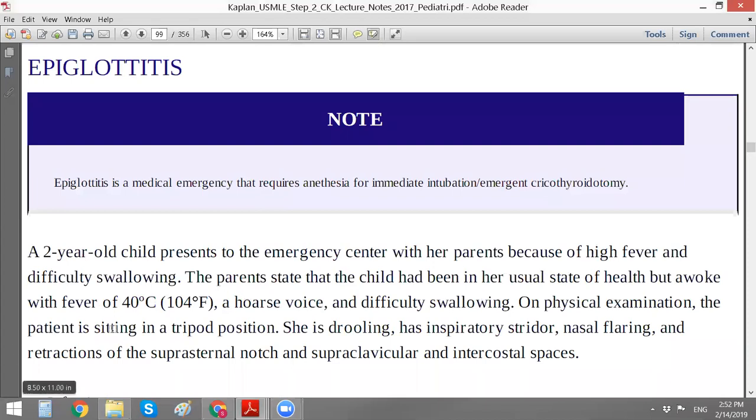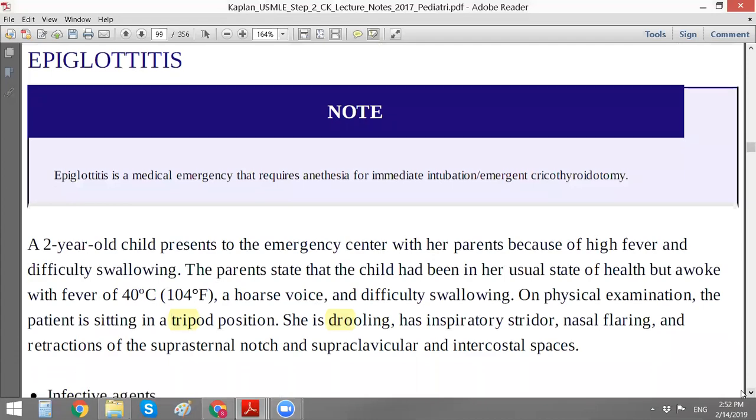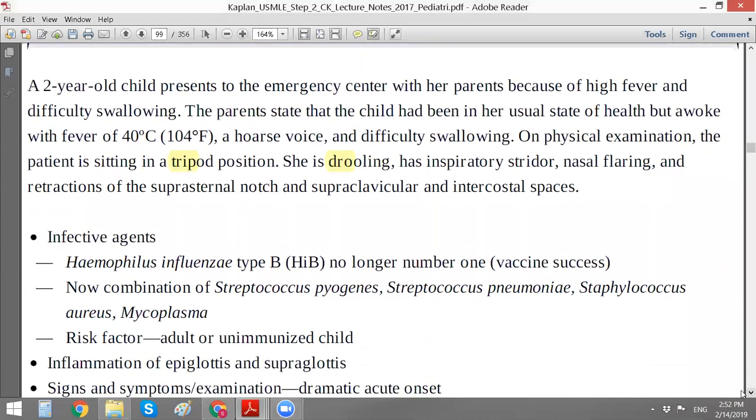On physical exam, the patient is sitting in a tripod position. This is drooling, inspiratory stridor again, nasal flaring, retraction of the suprasternal notch and supraclavicular and intercostal spaces. So this person is going into respiratory insufficiency.